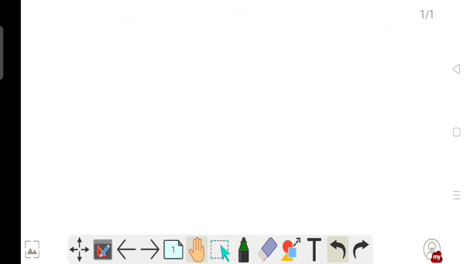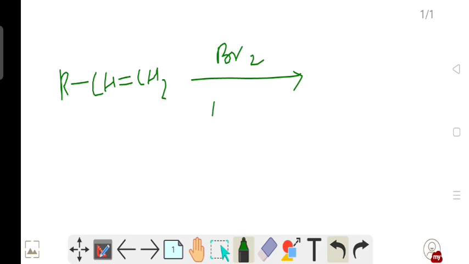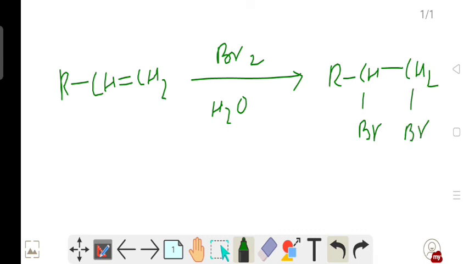Next one is bromination of the double bond. Bromination means if you take an alkene and use bromine and CCl4, or you can use water also, bromine water or bromine in CCl4, then the product will be CH with one bromine attached here and one bromine attached here. This is the bromination of the double bond, and this reaction is also used to identify the double bond because it is the bromine water test, you know. You can use bromine water or bromine in CCl4.